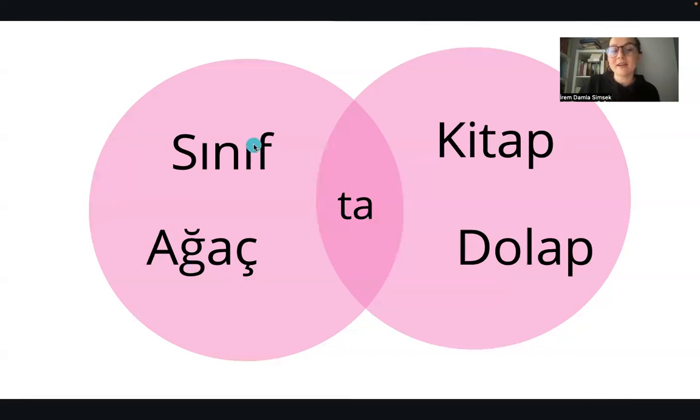And sınıf, ta. Why do we have ta here? Because you also need to check the vowel part. Sınıfta, ağaçta, kitapta, dolapta. Sınıfta, in the classroom. Ağaçta, in the tree. Kitapta, in the book. Dolapta, in the wardrobe or in the cupboard, like this.